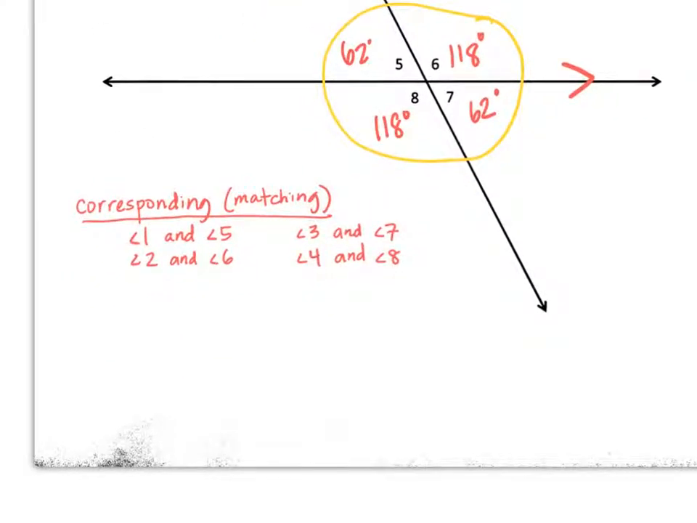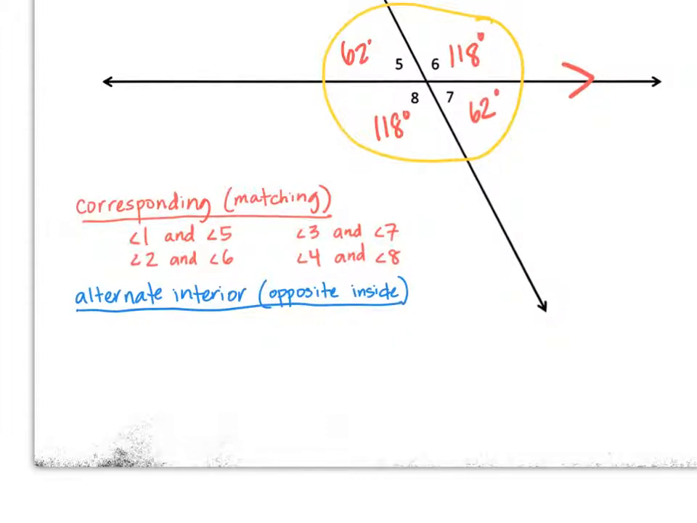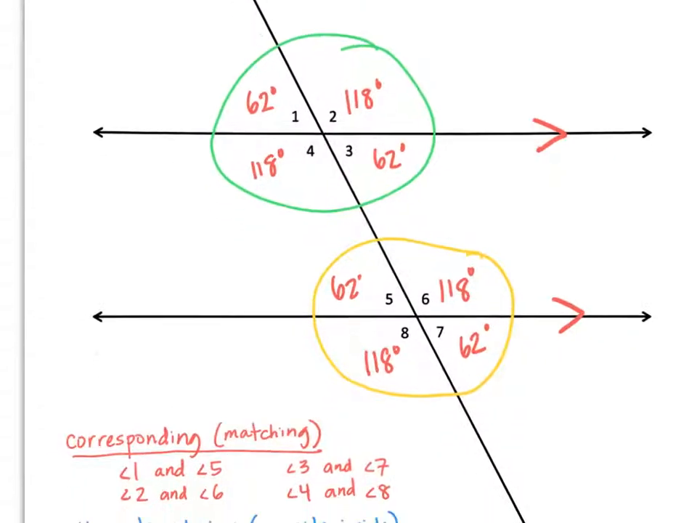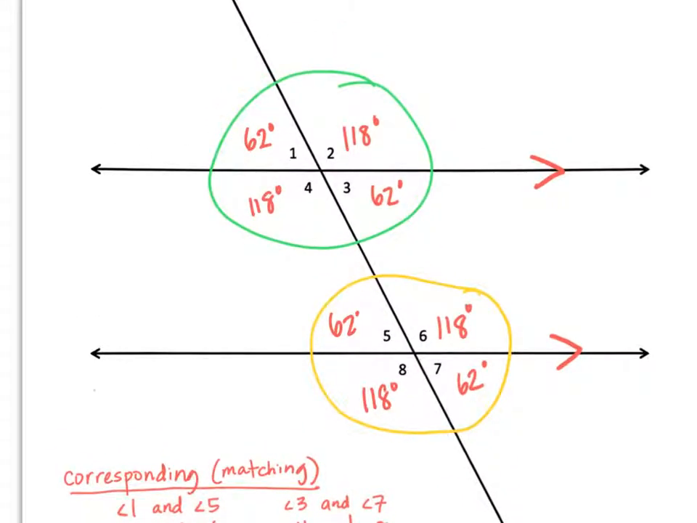Our second one is called alternate interior, and this has two parts to it. Alternate, think of opposite sides, switching sides, changing sides. Interior means inside, and in this case, inside the two parallel lines. So remember, I need to pick an angle from the green circle and one from the yellow circle. We group those together.